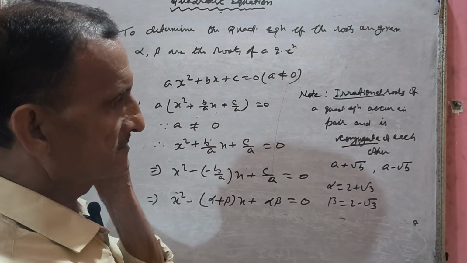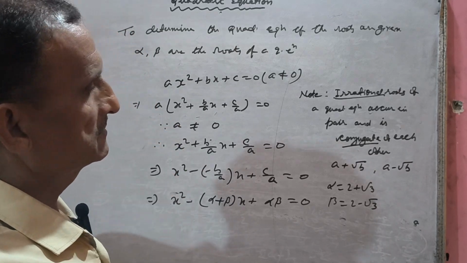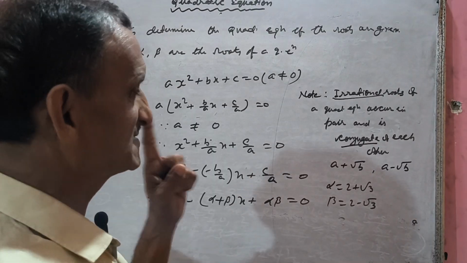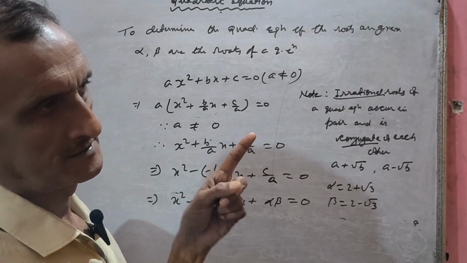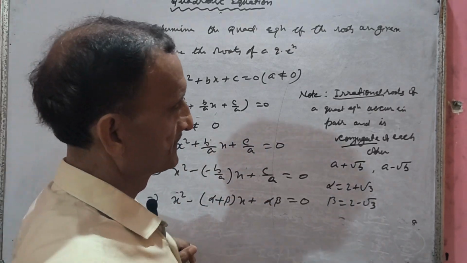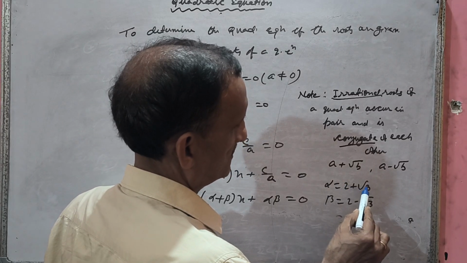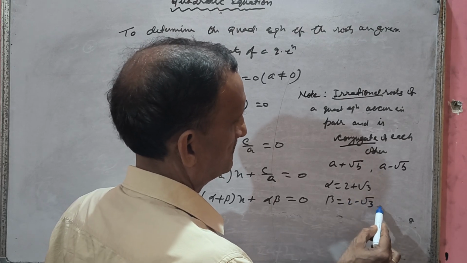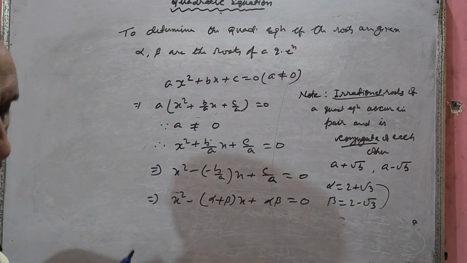The proof is not included in the syllabus. I will explain it, but this is not required. Now just remember it. If the roots of a quadratic equation are irrational, then they will be unequal, but one will be the conjugate of the other. If one root is a plus root b, the other will be a minus root b and vice versa. Understood? You need to remember it.